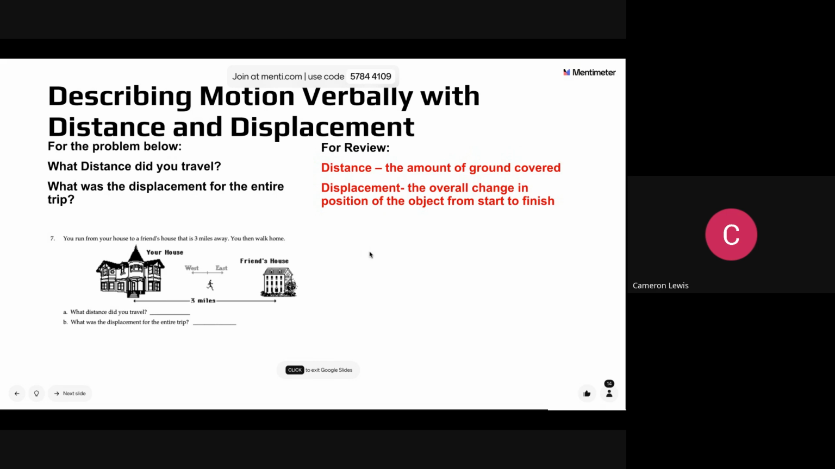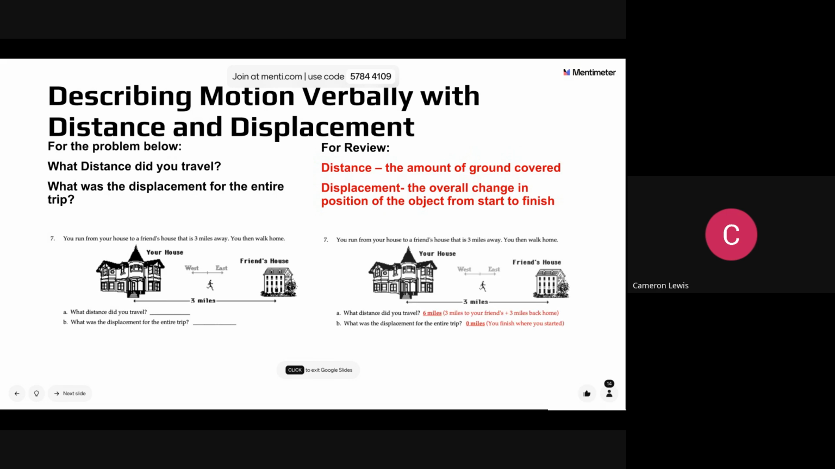So now as you go through the slides, here's the answer, right? For the distance, it's 6 miles because you have 3 miles to your friend's house and 3 miles back home. So in total, you did go 6 miles. But for the displacement, you actually have a displacement of 0 miles because you finished where you started. Very much that simple.